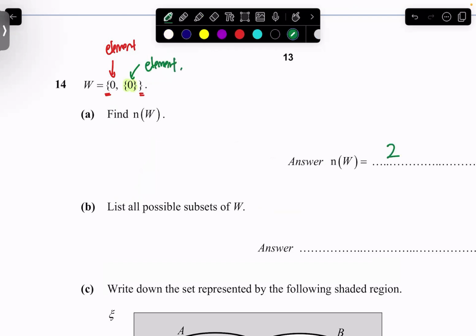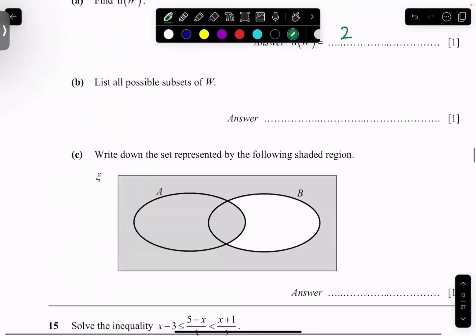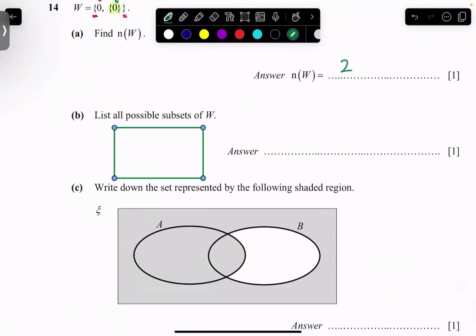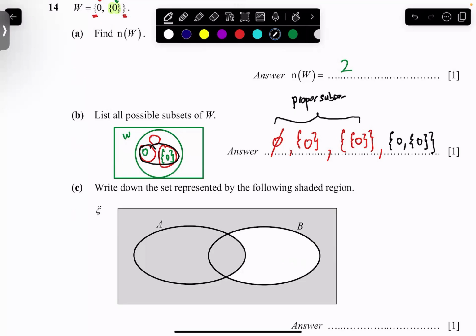List all possible subsets of W. W contains 2 elements, 0 and bracket 0. Possible subsets that we can have: number 1, this one. It's inside W, but it doesn't contain anything. What is this called? An empty set. Now we can have 0 as a possible subset. The set containing 0 is a possible subset. And then we can have this as a subset. This one will be confusing, your element of symbol. Then the next one will be all 2 together. Right. So the last one will be W itself. But note these 3 are called proper subsets. This last one is just a subset.